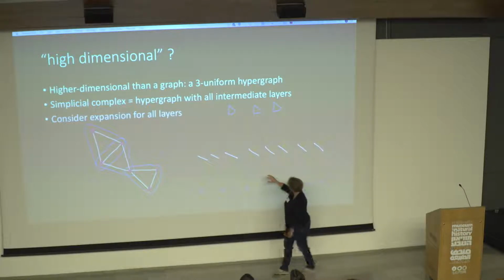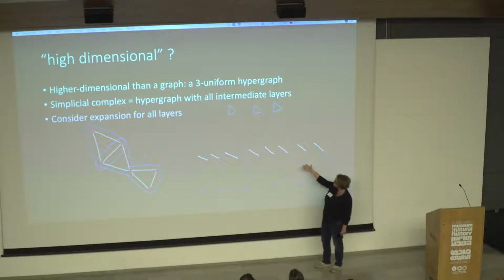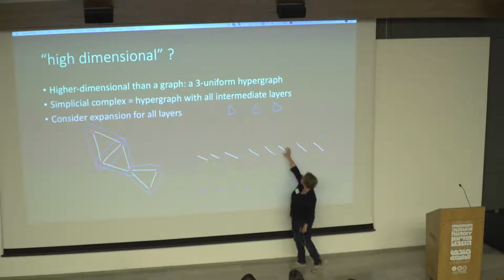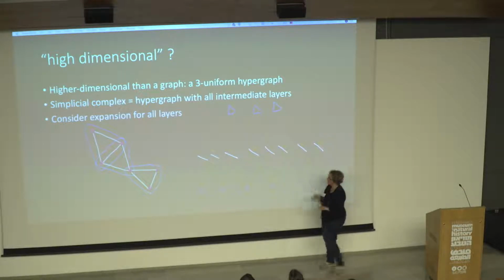And this is well reflected in this description. I can either move from vertex to an edge to a vertex, or I can move maybe from an edge to a triangle to another edge. So I can do different kinds of random walks.